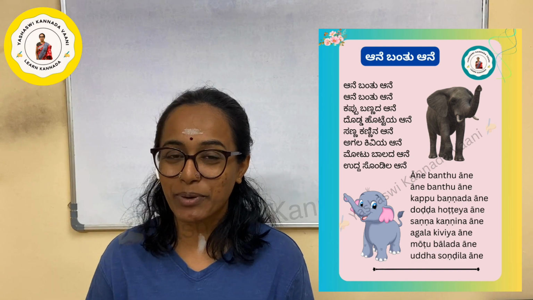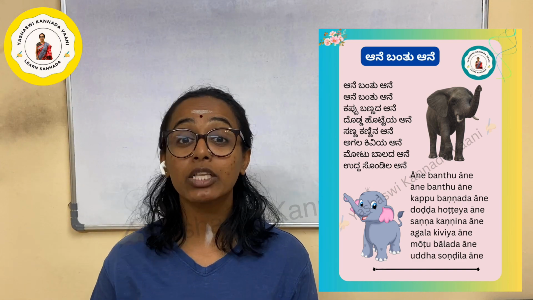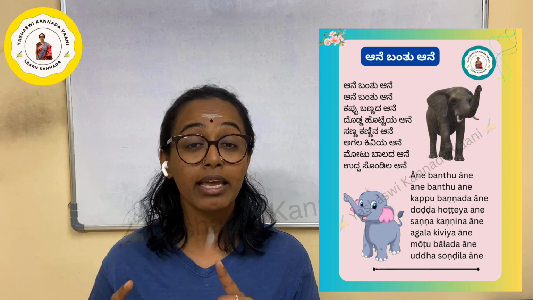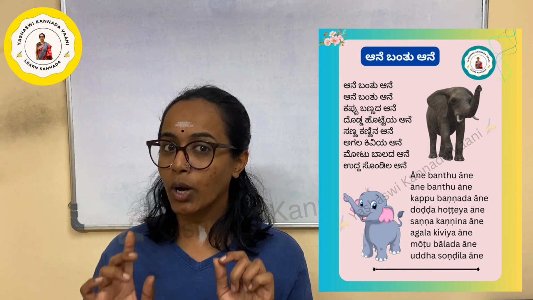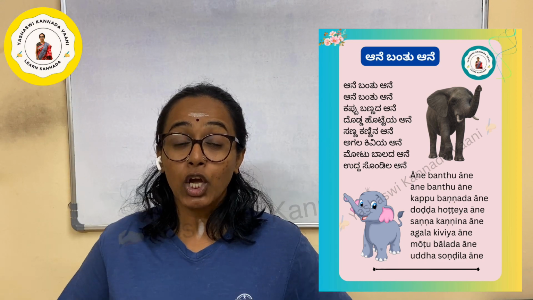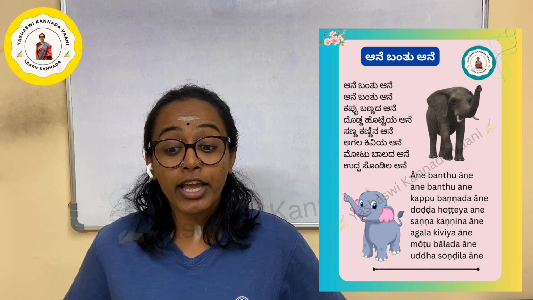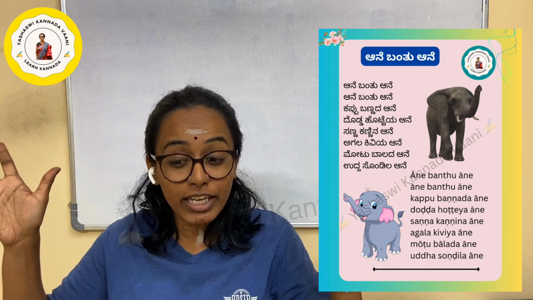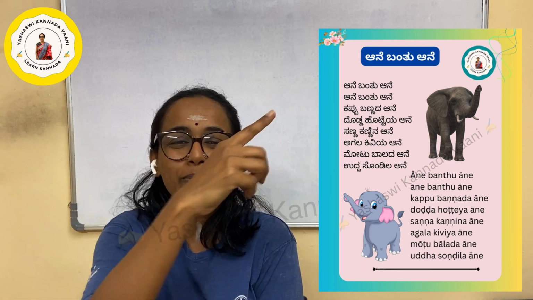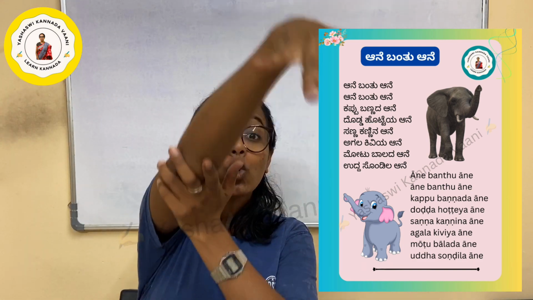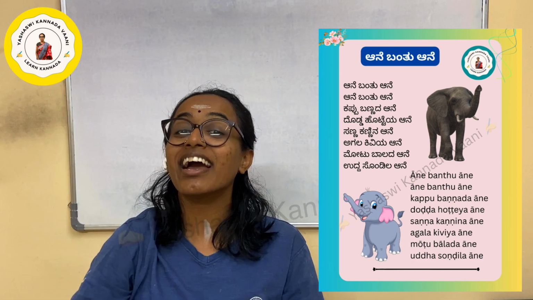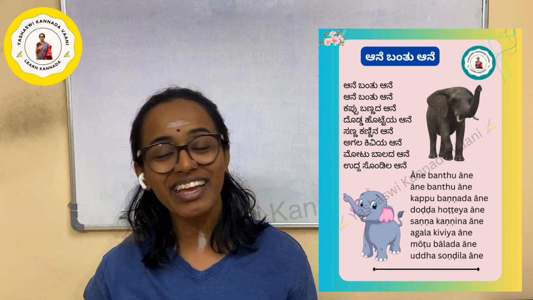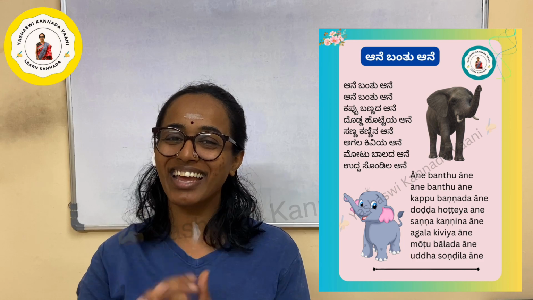So let's repeat the poem. ಆನೆ ಬಂತು ಆನೆ, ಆನೆ ಬಂತು ಆನೆ, ಕಪ್ಪು ಬಣ್ಣದ ಆನೆ, ದೊಡ್ಡ ಹೊಟ್ಟೆಯ ಆನೆ, ಸಣ್ಣ ಕಣ್ಣಿನ ಆನೆ, ಅಗಲ ಕಿವಿಯ ಆನೆ, ಮೋಟು ಬಾಲದ ಆನೆ, ಉದ್ದ ಸೊಂಡಿಲ ಆನೆ. ಆನೆ ಬಂತು ಆನೆ, ಆನೆ ಬಂತು ಆನೆ.